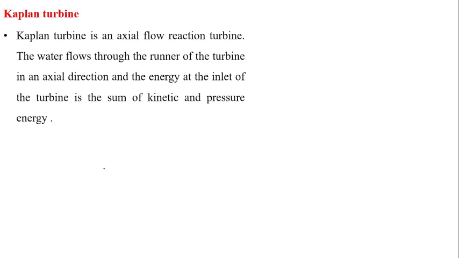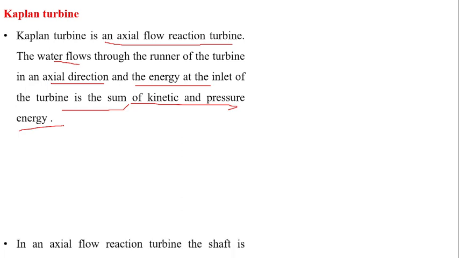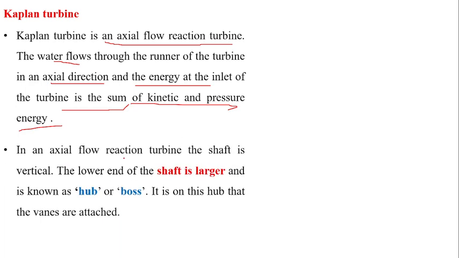The Kaplan turbine is an axial flow reaction turbine. We already said that the water flows through the runner of the turbine in the axial direction. The energy at the inlet of the turbine is the sum of kinetic energy and pressure energy. In the axial flow reaction turbine the shaft is vertical. The lower end of the shaft is larger and is known as the hub or boss. It is on this hub that the vanes are attached.